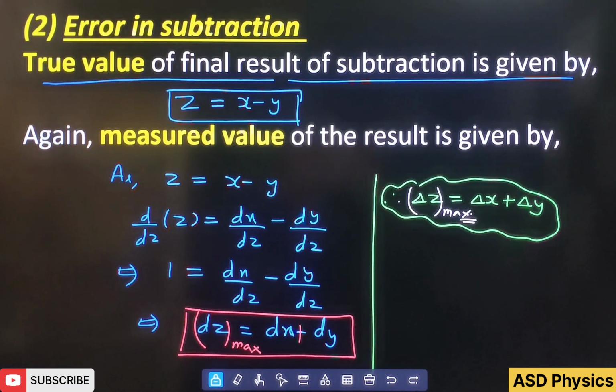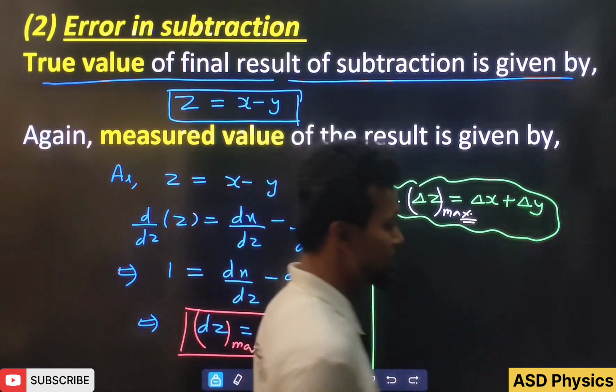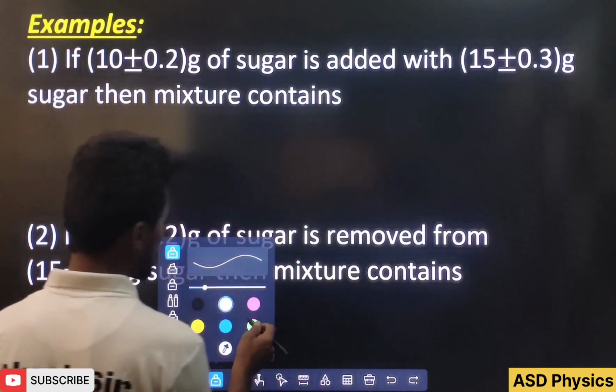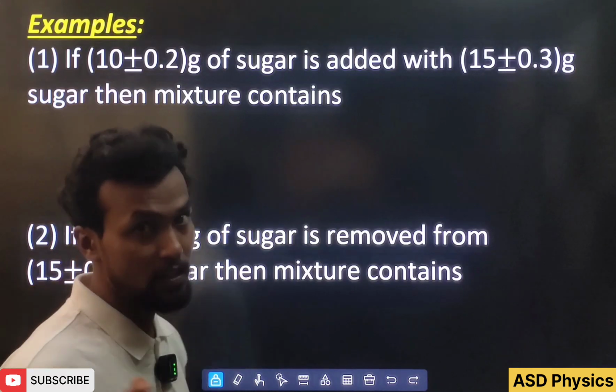Can you see very well? We have seen the error in a subtraction. Even in subtraction, what is coming? Delta x plus delta y. Okay, great. Now we are going to learn this with an example, because this is important.